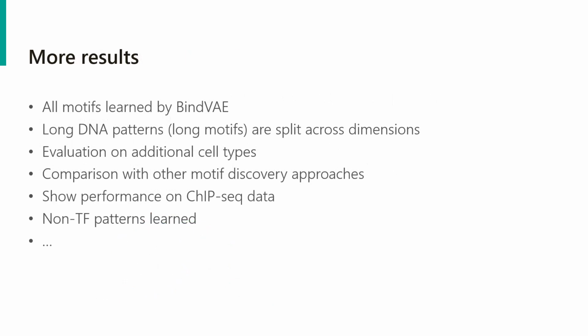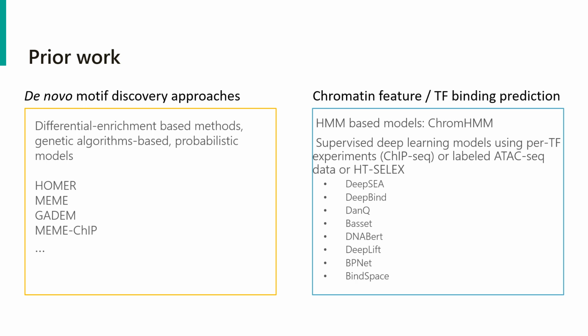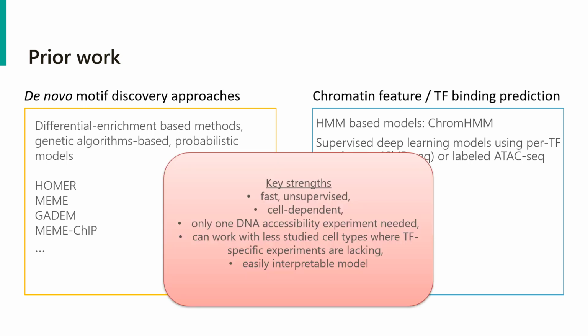Additional results showing all the motifs learned by BindVAE, evaluation on more cell types, performance on ChIP-seq, and so on are in the paper. To wrap up, there is a lot of prior work on both de novo motif discovery approaches as well as chromatin feature transcription factor binding prediction. Our approach has the following key strengths over prior works. It's fast, unsupervised, it learns cell-dependent representations and requires only one DNA accessibility experiment. It can work with less studied cell types where TF-specific experiments such as ChIP-seq are lacking, and it's a very easily interpretable model.